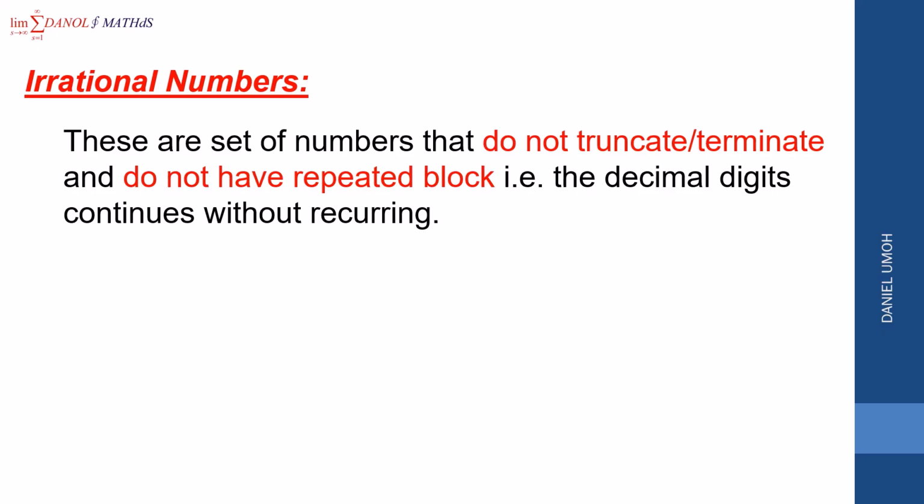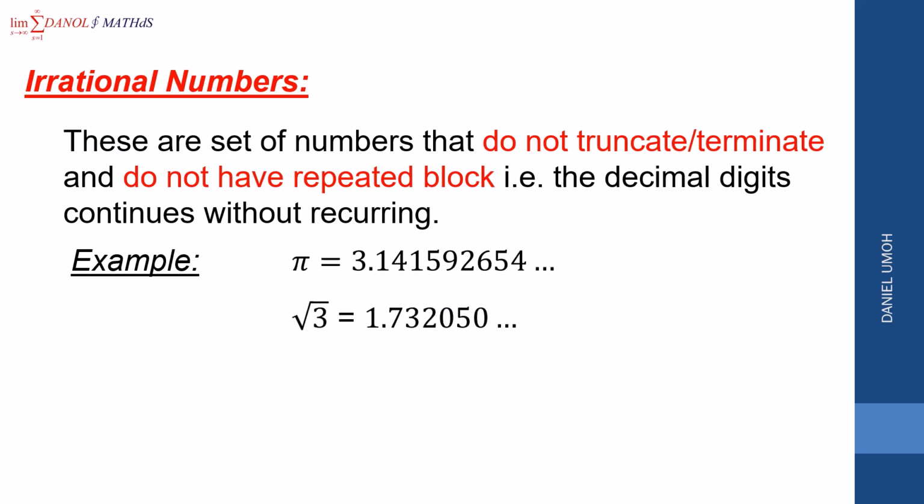For example, if you look at the number pi, which equals 3.141592654 and so on, if you study this decimal number, it has no repeated block. So it means you cannot predict the next block of numbers. It therefore means that pi is an irrational number. Another classical example is the square root of 3. The square root of 3 is 1.732050 and so on. It continues like that without a repeated block. Therefore, we say that the square root of 3 is an irrational number.